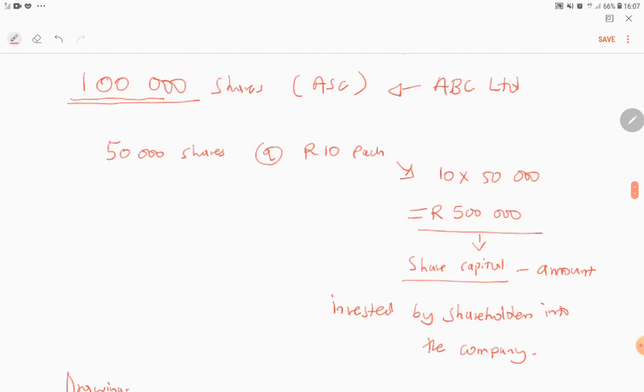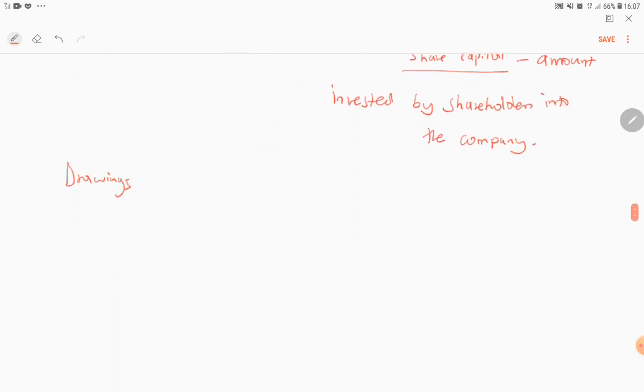Meaning for ABC Limited, this 500,000, if there were 10 shareholders, one shareholder cannot just wake up any day and say, let me go withdraw 10,000 from what I've invested. No, it's not possible. That cannot happen. But to cater for that, in the Companies Act, there's what we call dividends.